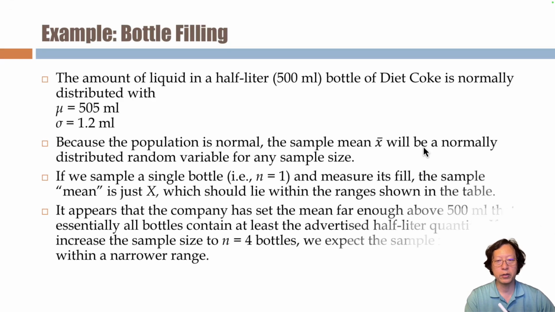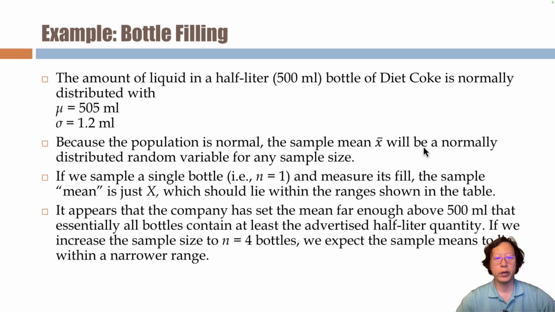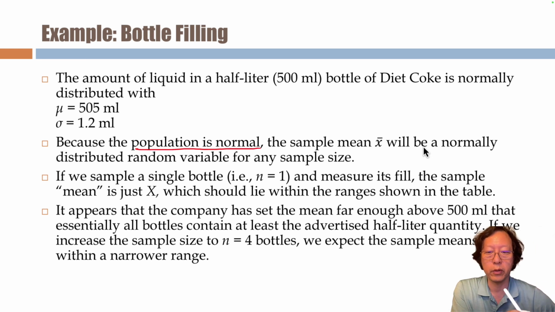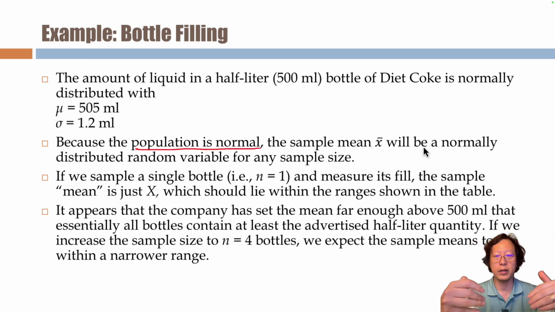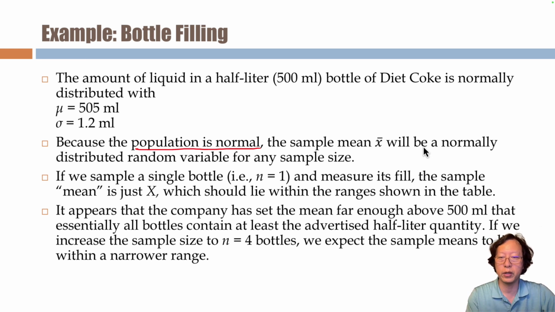So let's take an example. The amount of liquid in a half liter bottle of Diet Coke is normally distributed with mu of 505 and standard deviation of 1.2 milliliters. So the population is normal. When the population is normal, any sample size will be fine. You don't need a large sample size for the sample mean to be normal. With any sample size, the sample mean will be normal.